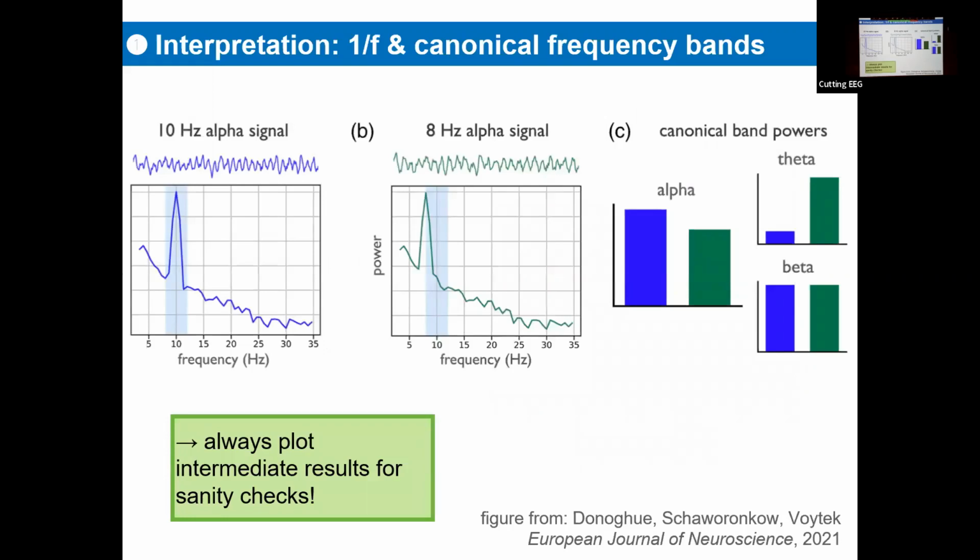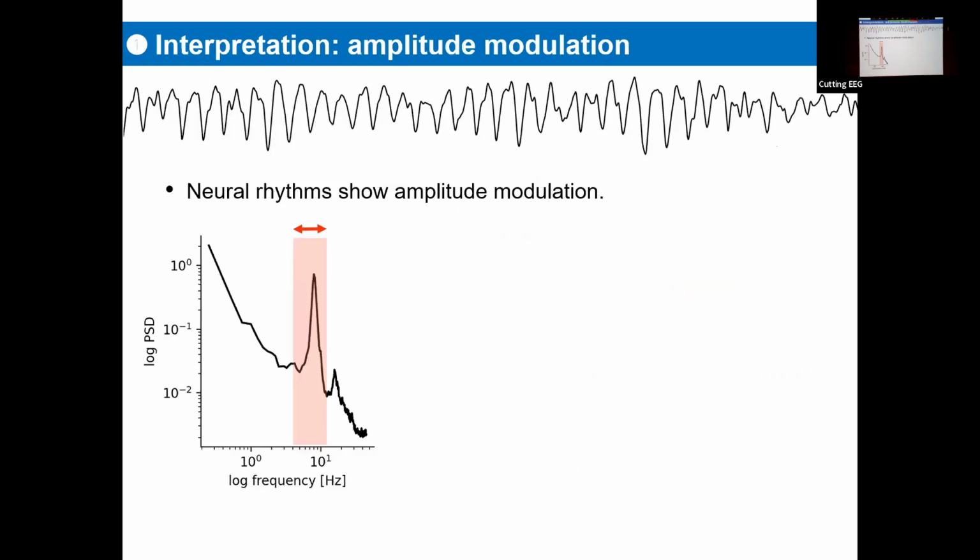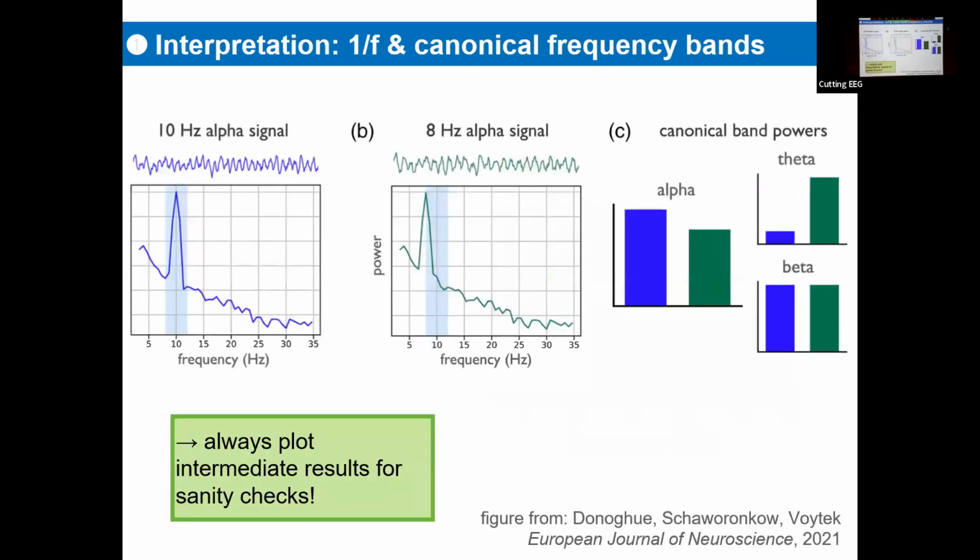I also want to highlight that these canonical frequency bands may not capture things perfectly for every participant. So in the blue, you have a participant which has a spectral peak fitting exactly in the canonical frequency range. And these frequency ranges you would, for instance, use to define filters and filter in a specific frequency band.